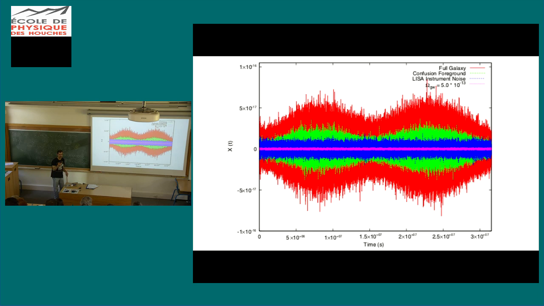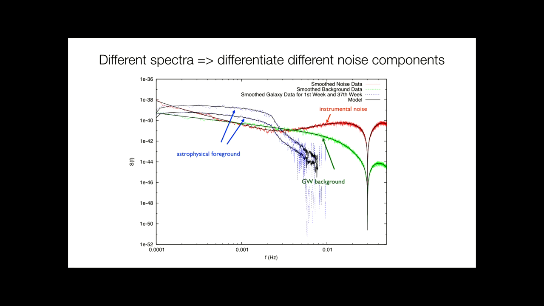And what you're going to do, according to Adams and Cornish, is use the fact that the confusion-limited foreground here is modulated as a way to discriminate this signal, say, from this one here. And you're going to use differences between the instrumental noise power and the expected power from the gravitational wave background and the astrophysical foreground. Okay, and that's shown here in this particular figure.